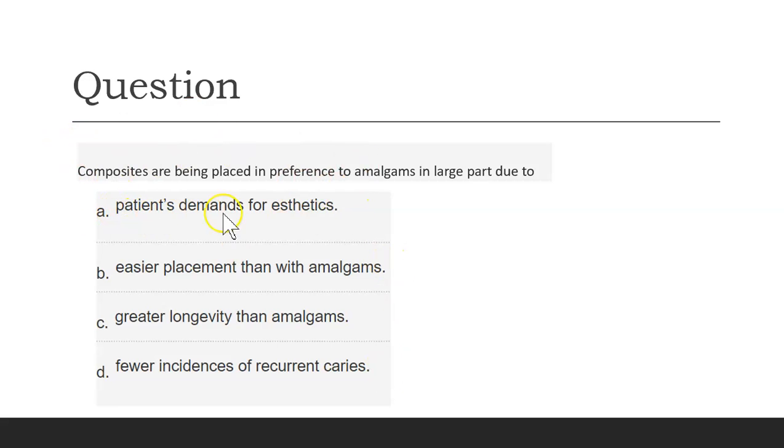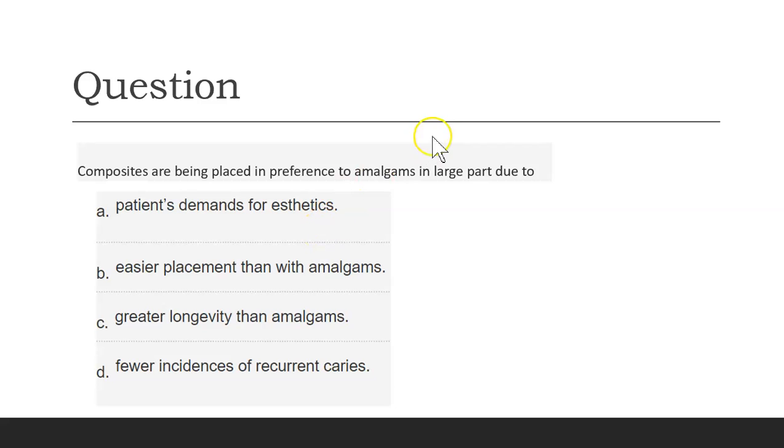Aesthetics. If you said A, aesthetics, you would be correct, because aesthetics are so important. It's so important for clients these days. I mean, everyone wants to look better, right? Everyone wants to look presentable, look good. So composites are preferred for patients because of aesthetic reasons.